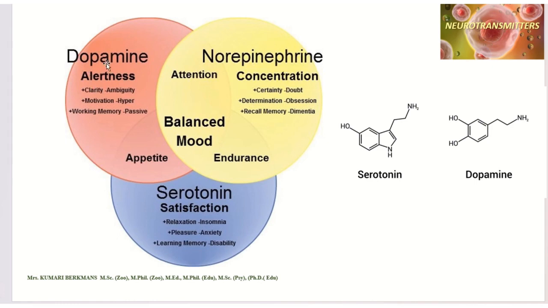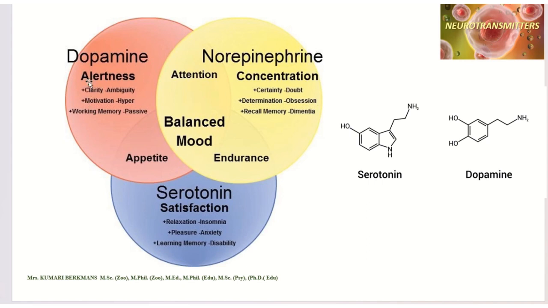Dopamine, norepinephrine and serotonin are neurotransmitters. They also act as hormones. Just like what hormones do, these three neurotransmitters also function. So dopamine, what is the importance of this dopamine?